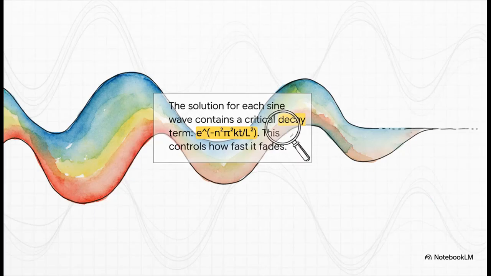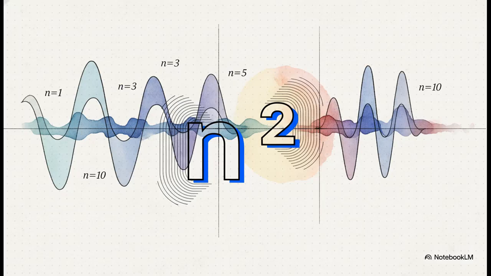Okay, so if you look inside the solution for every single one of our sine waves, you'll find this little piece, an exponential decay term. This is the part of the formula that tells each note how quickly to fade to silence. And buried inside that exponent is the whole secret. The absolute key to everything is that little n squared.